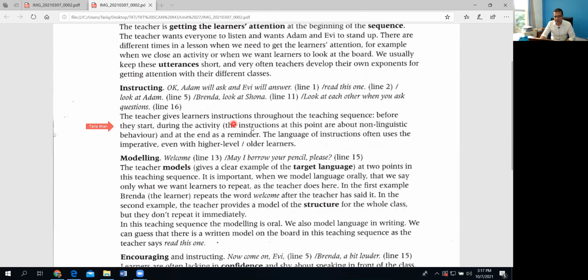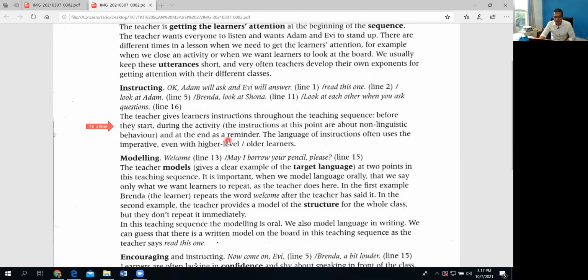The teacher gives learners instruction throughout the teaching sequence. Before they start, during the activity, the instructions at this point are about non-linguistic behavior. Non-linguistic behavior, what is it? Non-linguistic behavior is that, okay, you stand up, look at Shona, say it loudly. Now, these are not the instructions which are dealing with the language. It is with the behavior. That is why they say non-linguistic behavior.